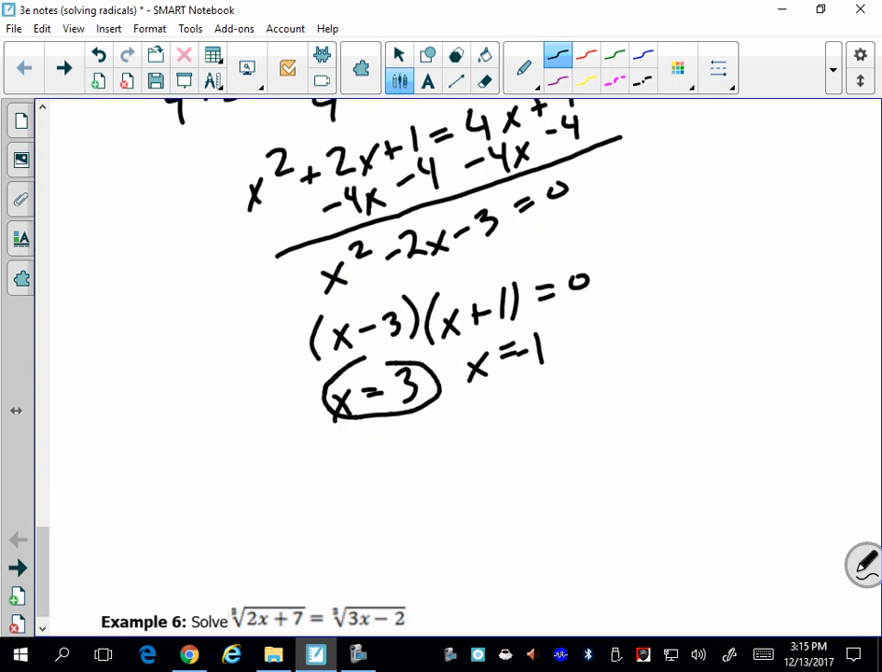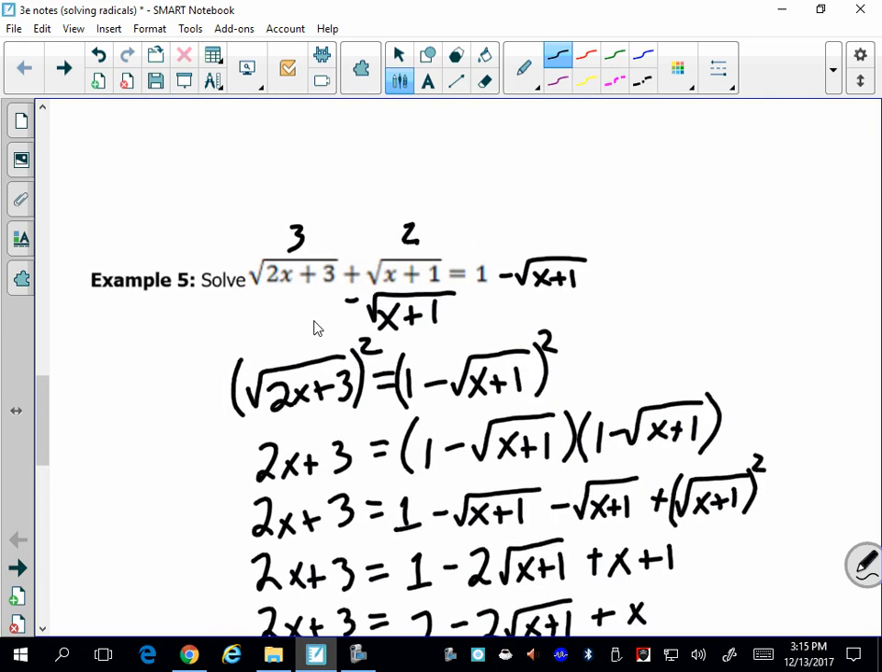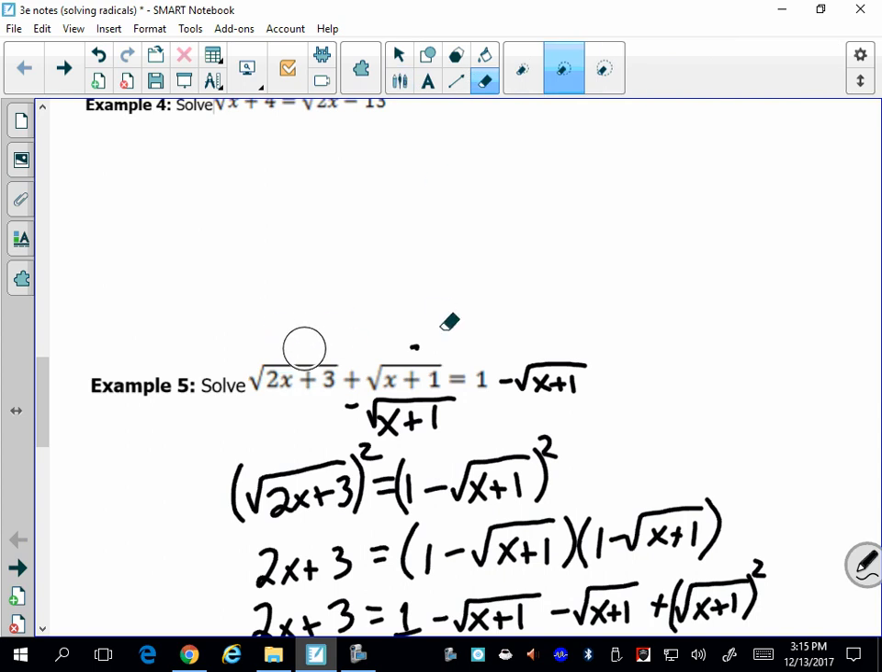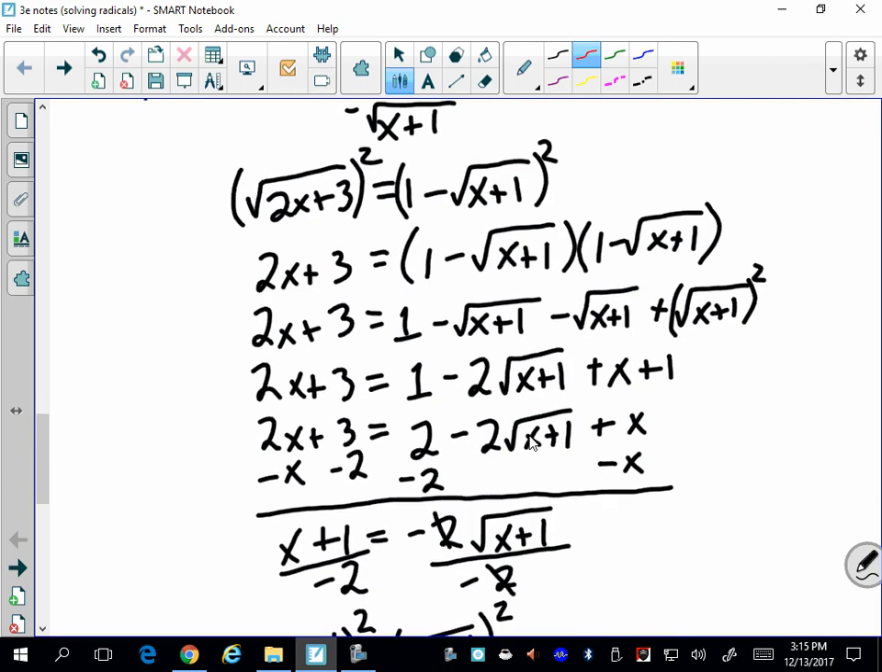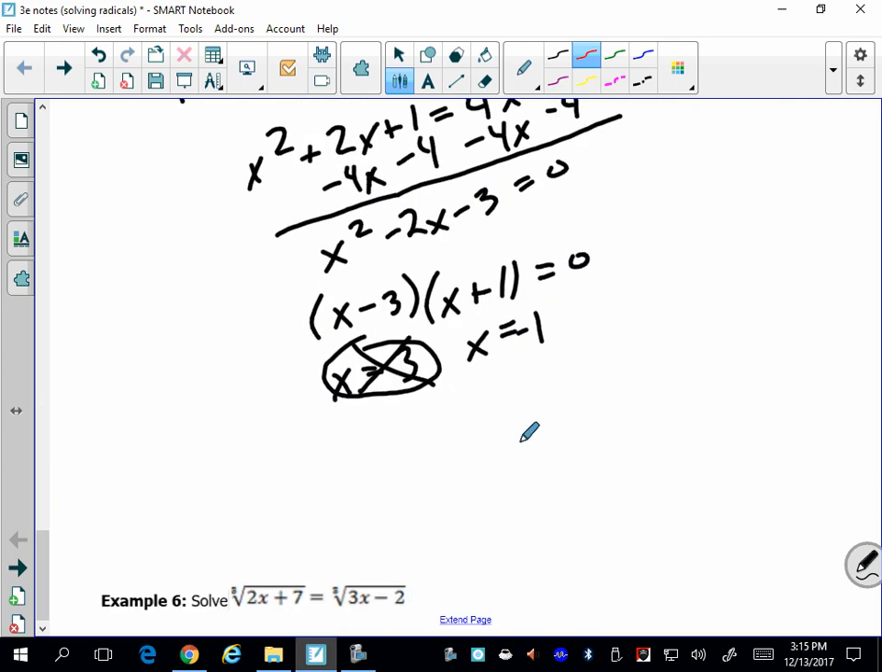Check negative 1. So if we substitute negative 1 in, it's all the way back from the beginning. You have 2 times negative 1 is negative 2, plus 3 is 1, square root of 1 is 1, plus negative 1 plus 1 is 0, square root of 0 is 0, so 1 plus 0 is 1, which equals 1. Awesome. So there's a possibility you could get no solutions. It can happen, and it's not a guarantee that you're going to get an extraneous solution. But in this case, 3 was an extraneous solution, and negative 1 is an actual solution.